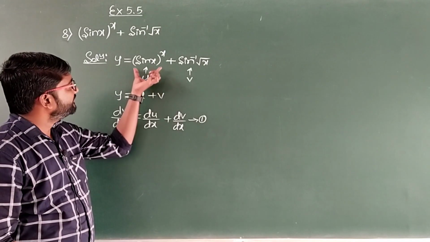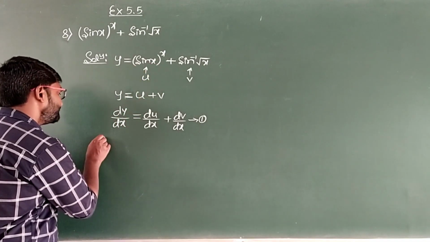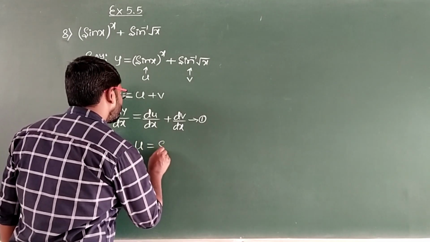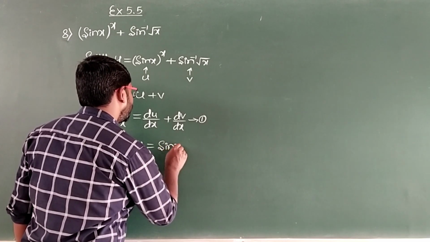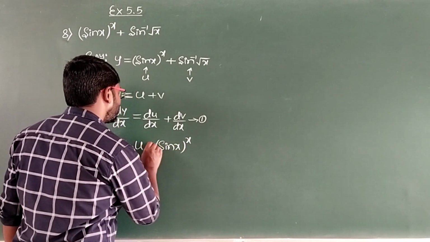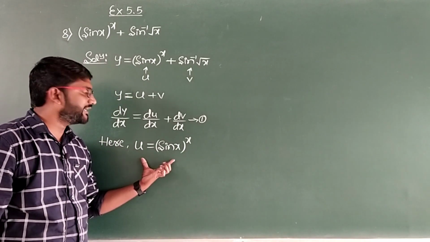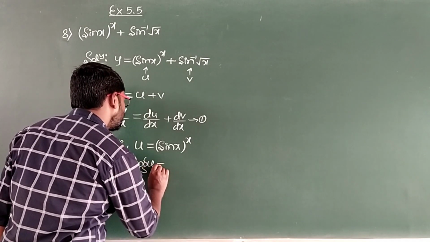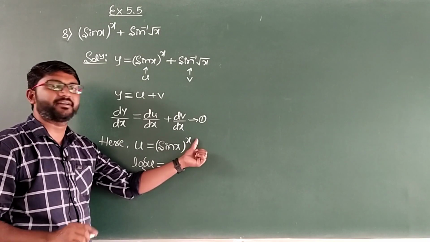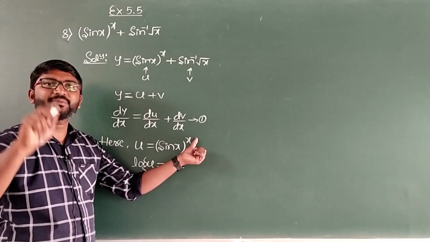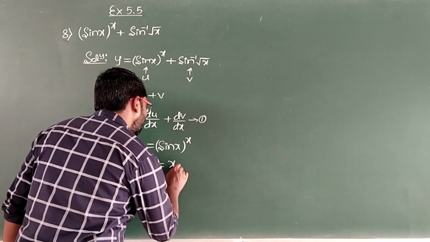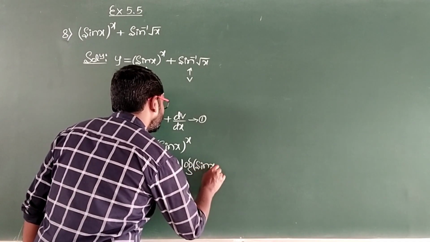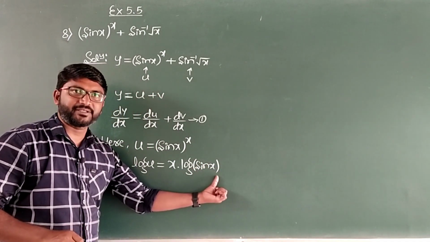In order to get that, we have to consider the first function. Here u is equal to sin x to the power x. It is function to the power function. That means we will have to take log on both the sides. After taking the log on both the sides, we get log u is equal to x into log sin x, since log of x raised to n can be written as n times log x. Now differentiate both the sides with respect to x.